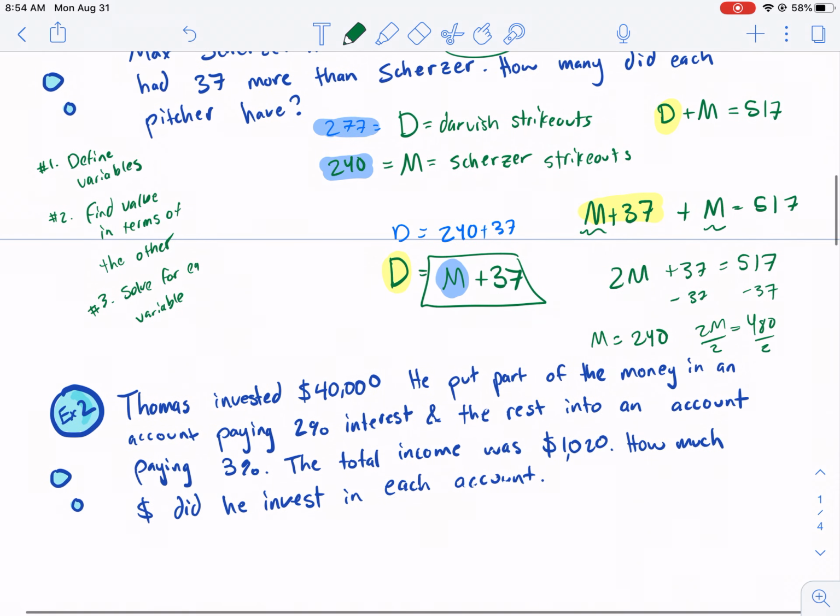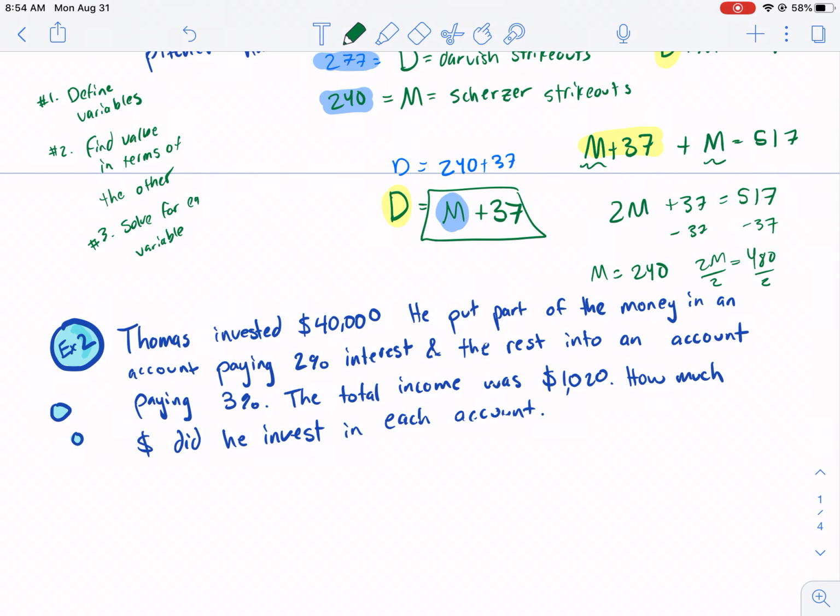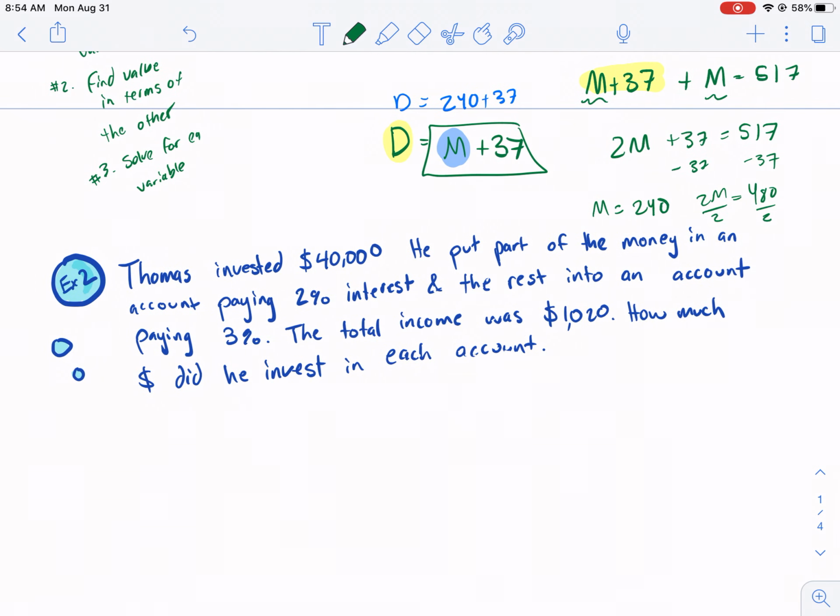Okay, Thomas invested $40,000. He put part of the money in an account paying 2% interest, oof, rough, and the rest into an account paying 3%, also rough. Really poor choice on his part. The total income was $1,020. How much money did he invest in each account?